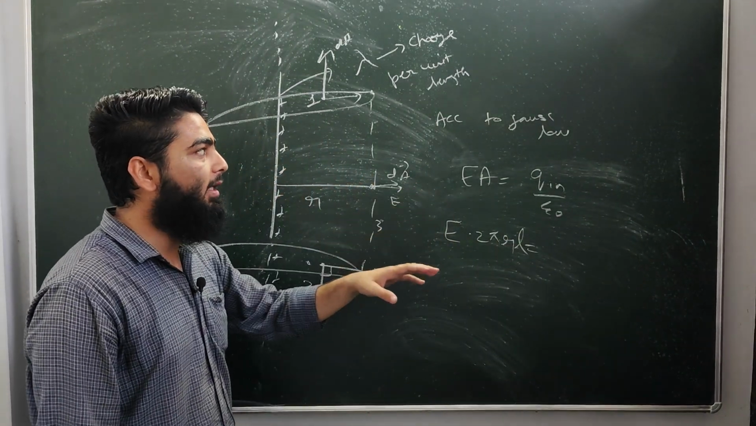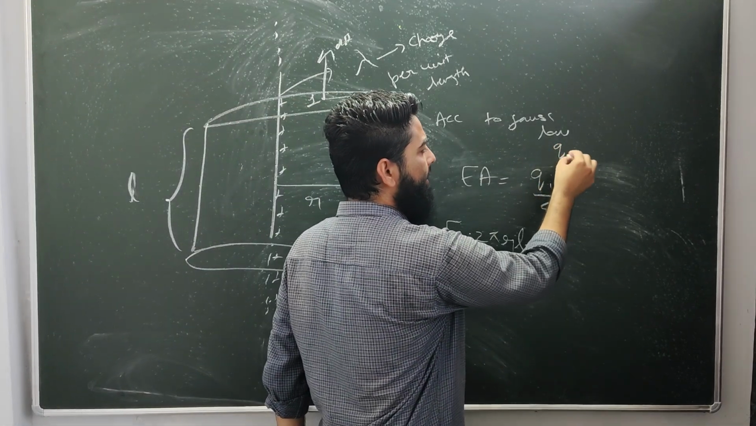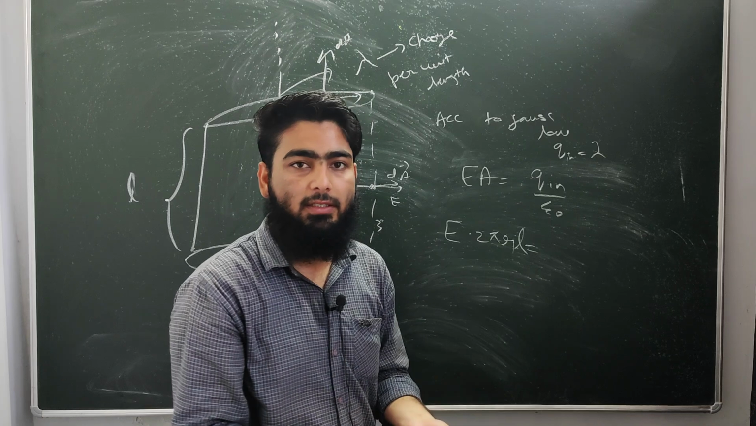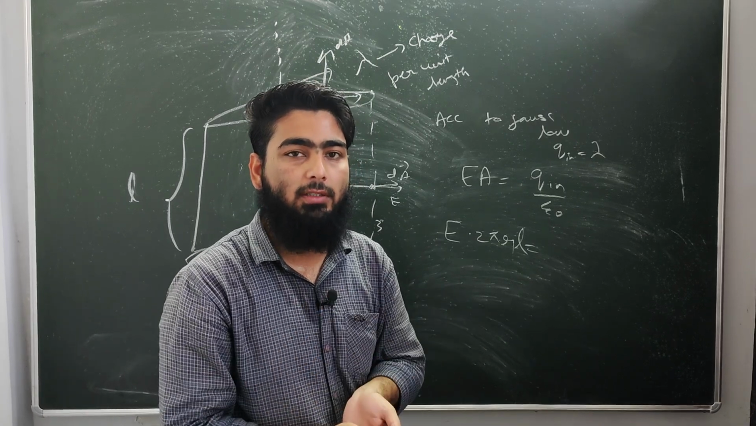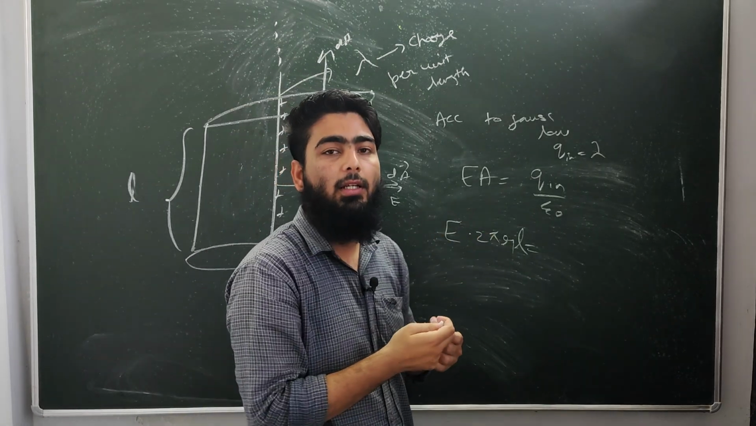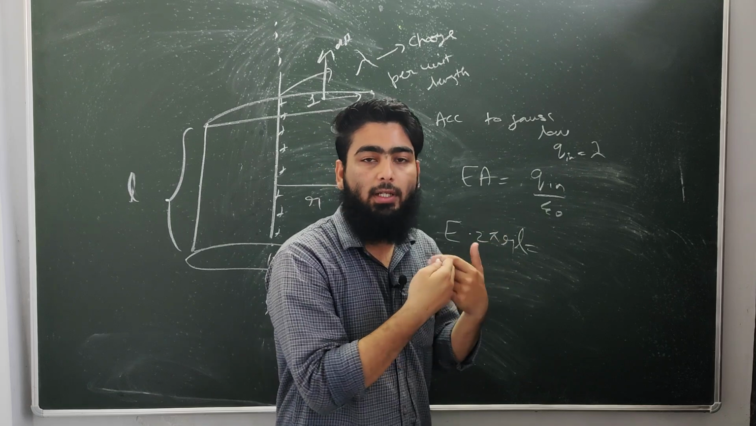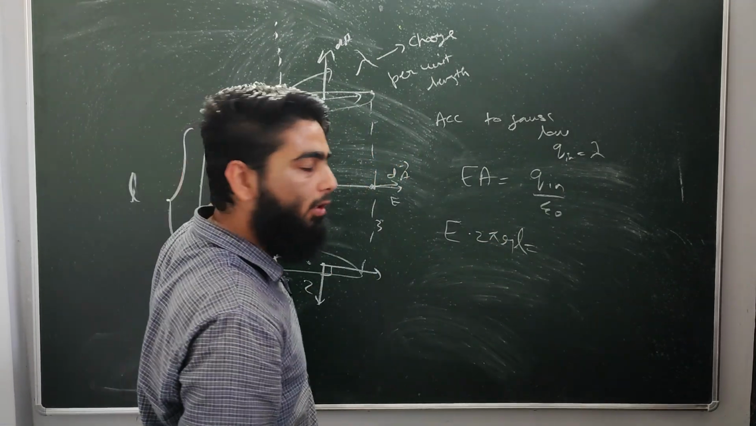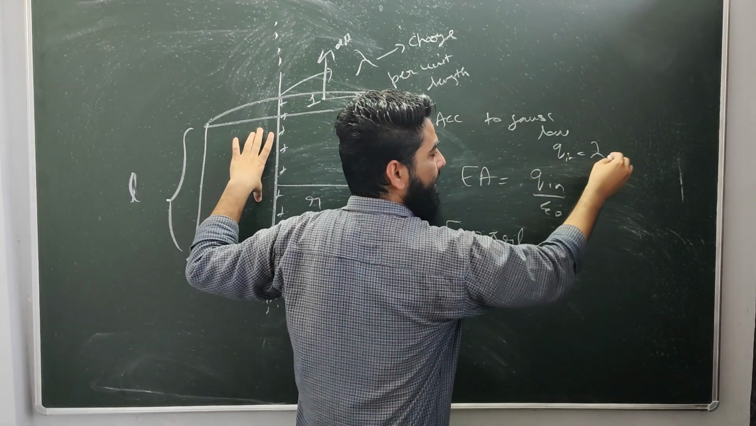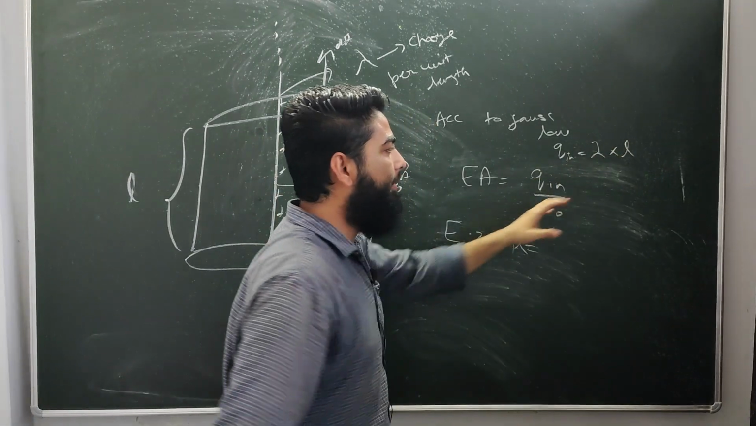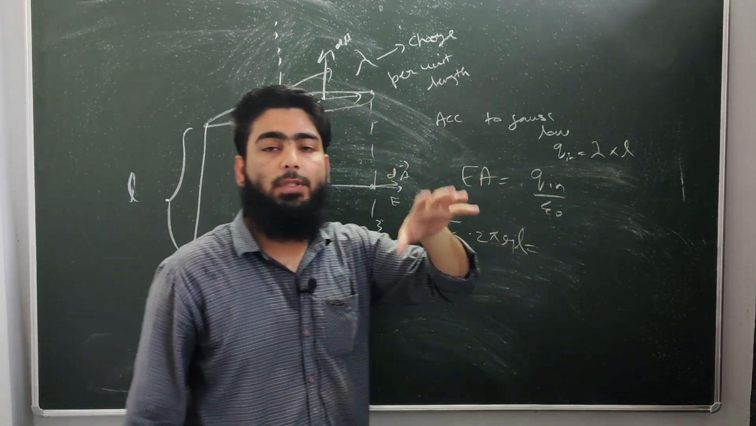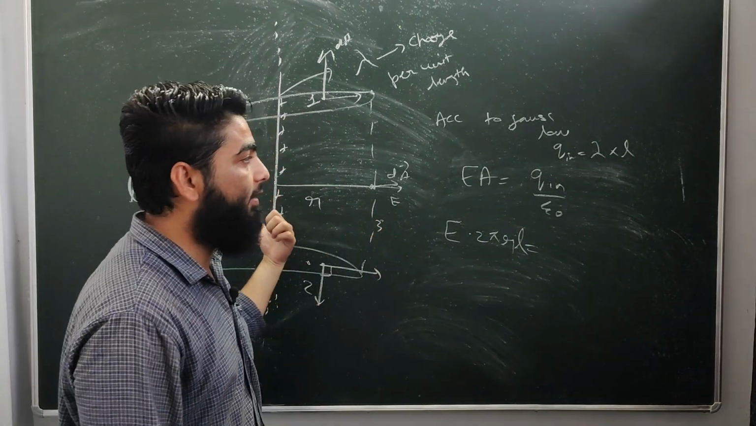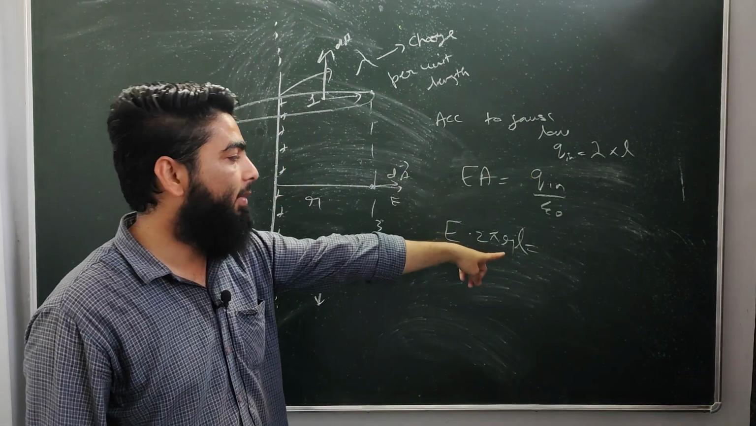Now I have told you guys that Q inside will be the charge density, whether it is surface charge density, linear charge density or volume charge density. You just have to multiply it by the required area or required length. You are going to find the charge on length L of the rod, so I will multiply lambda into L. Lambda into L is the required charge present in the portion of the rod which is inside the Gaussian surface. So I will place lambda L in place of Q inside.